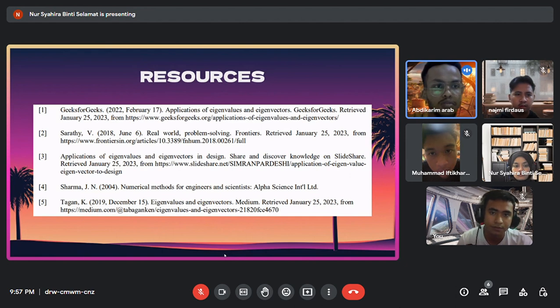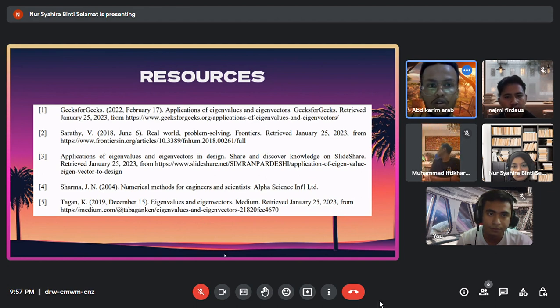From the resources, point one, we refer to the link: application of eigenvalue and eigenvector, 22 February 17. The second one is 2018-26 real world problem solving, Frontiers, retrieved January 25, 2023. The third one, we also refer to applications of eigenvalue and eigenvector in design, and discover knowledge on SlideShare.